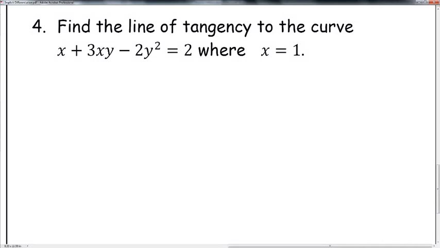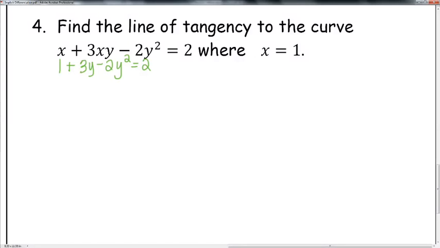Alright, let's first find the y coordinate. So we know what x is, so if I plug in 1, I get 1 plus 3 times 1 times y, minus 2y squared is equal to 2. So let's move everything over.